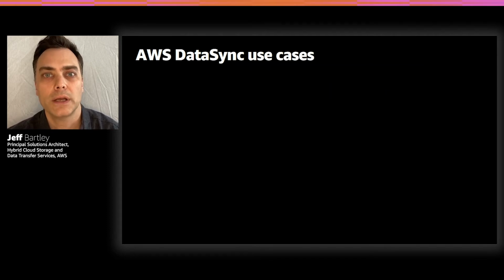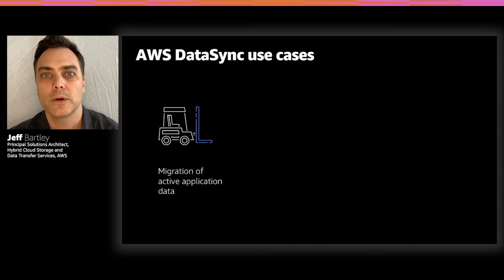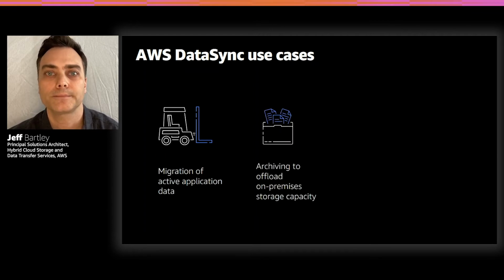So when we're out talking to customers, we typically find that there are 4 use cases that they're using DataSync for. The first of these is migrating their application data up into the cloud. So a lot of applications out there use data that's stored on shared storage, whether that's shared file systems or object storage. And our customers, when they're migrating their applications into AWS, they also need to bring this data with them. And so they're using DataSync to migrate data from their on-premises file shares or object storage up into AWS.